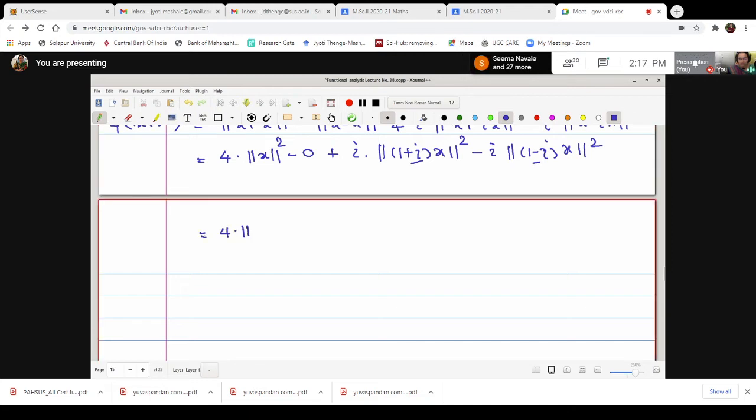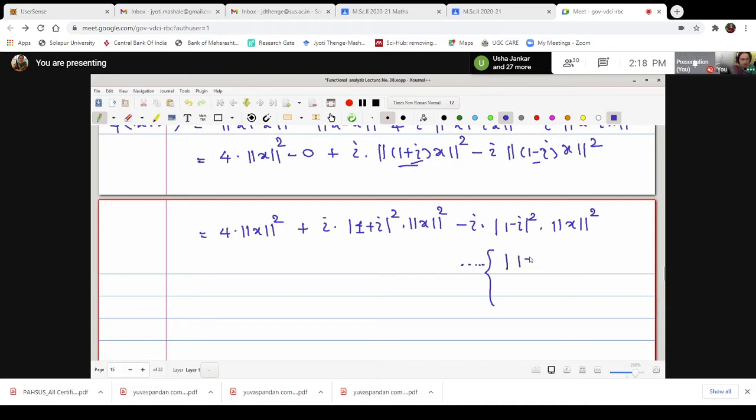Therefore the term we will have is 4 times norm square of x plus i times this, I am taking out with the modulus. Therefore this is modulus 1 plus i bracket square into norm square of x. Same thing here, modulus 1 minus i bracket square into norm square of x. But what do you think, what are the modulus values of 1 plus i and 1 minus i? Let us try to find out.